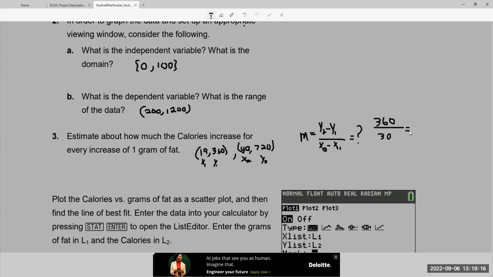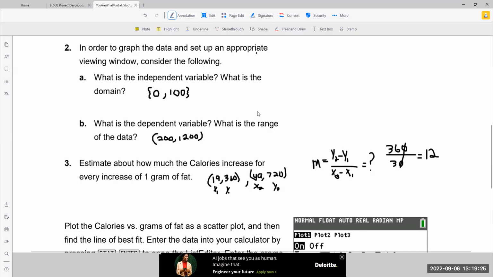And with some pretty easy math, you'll see you get a 12, which is actually going to turn out to be a pretty nice estimate. You might have gotten something different. You might have gotten something like 11. You may have gotten even something like 9.